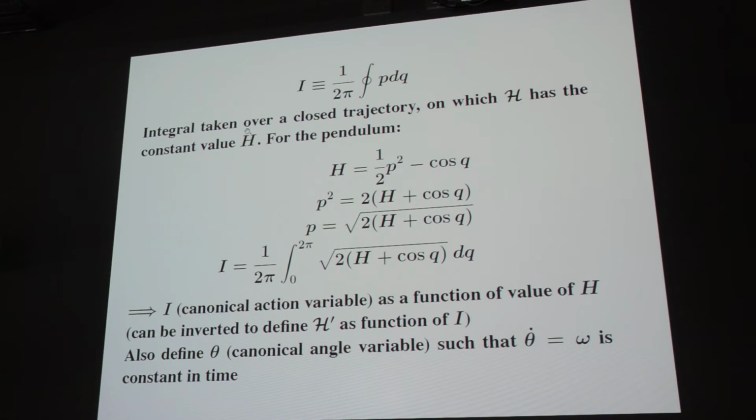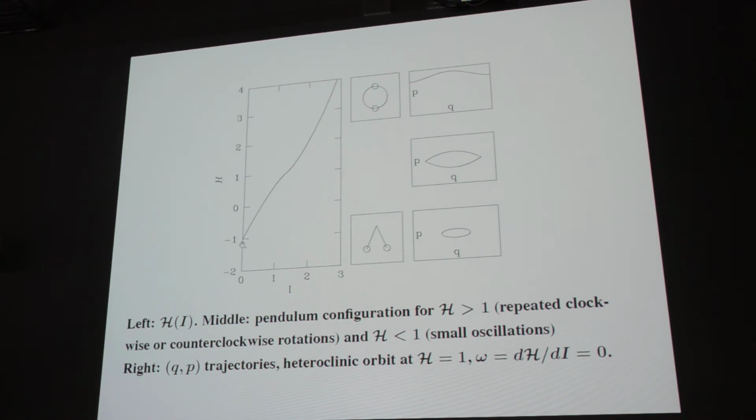Okay, the pendulum is integrable. I don't really want to go through this. You find that the transformation from p, q goes to the action angle. The action variable is I, which is an integral over the square root of 2h plus cosine q, like this for any h, and you find that your Hamiltonian is merely a function of I, and this is the transformation between H and I.